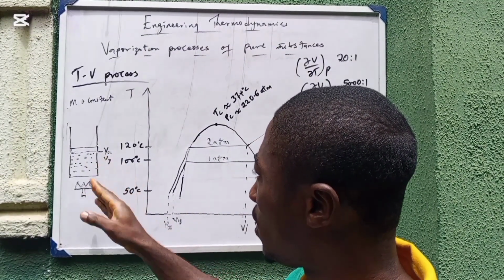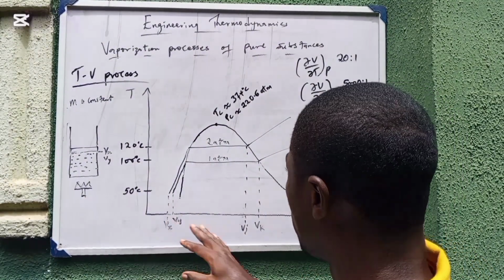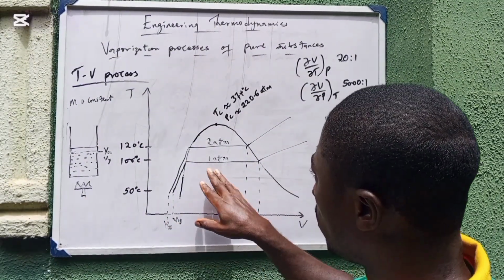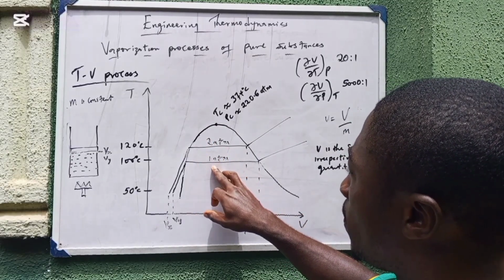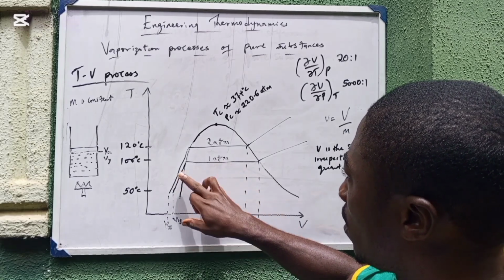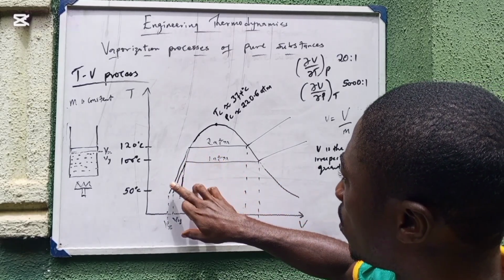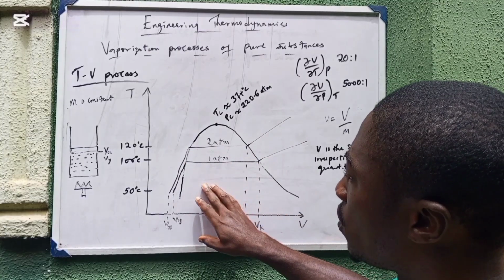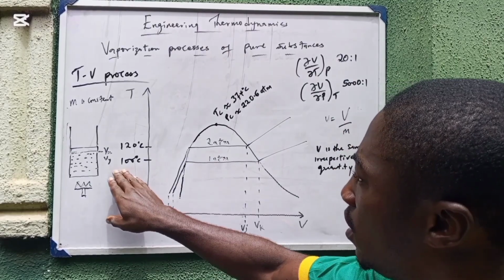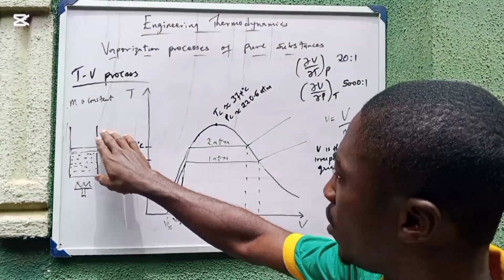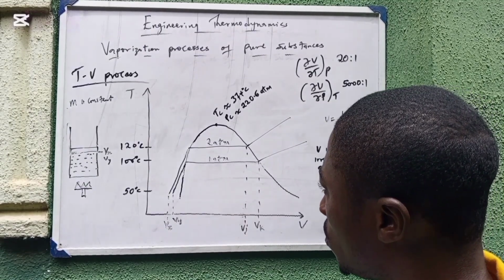So as we are supplying heat to the system, we observe what happens. Now, look at the graph we have. This is for 1 atm and this is for 2 atm. So when we are working with a pressure of 1 atm, this is the graph we would have. But when I'm working with a pressure of 2 atm, this is the graph we would have. So we'll have our initial temperature as 50 degrees here. Then we'll have a temperature of 100 degrees here and a temperature of 120 degrees here. So what happens as we begin to heat?